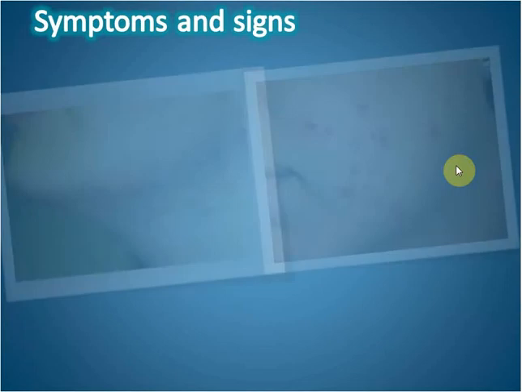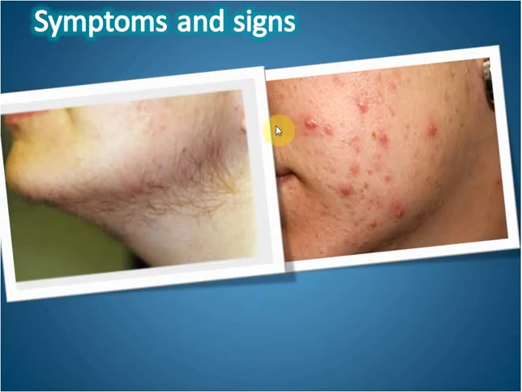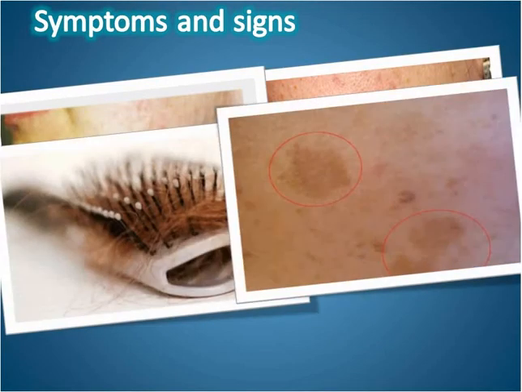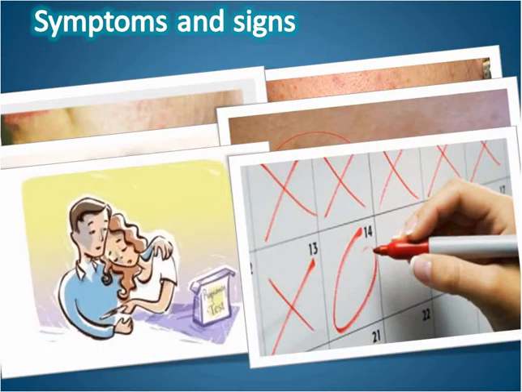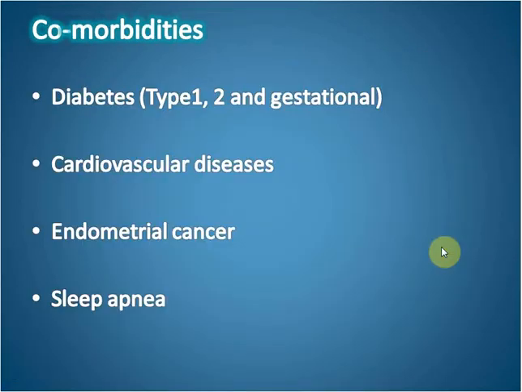Symptoms and signs of polycystic ovary syndrome: you can have acne, hirsutism, falling of hair, skin pigmentations, infertility or menstrual irregularities. Most women come to the clinic complaining of menstrual irregularities and obesity. Comorbidities: if you're having PCOS, you're very likely to be having other diseases, most commonly diabetes, cardiovascular diseases, endometrial cancer, and sleep apnea. And by the way, if you're having PCOS and start snoring, you should see your doctor, because this is the first sign of sleep apnea, and this is very dangerous.